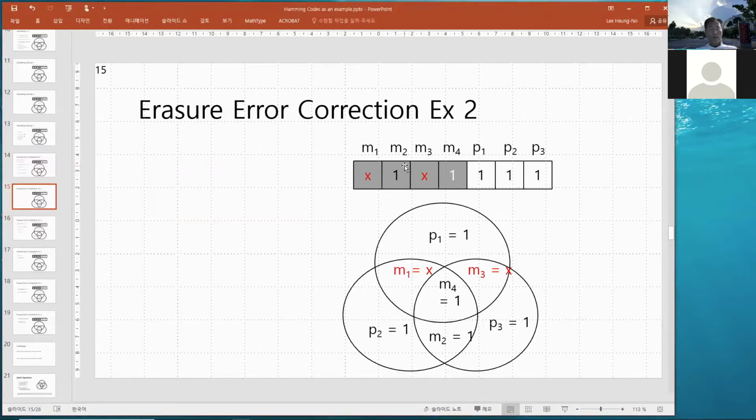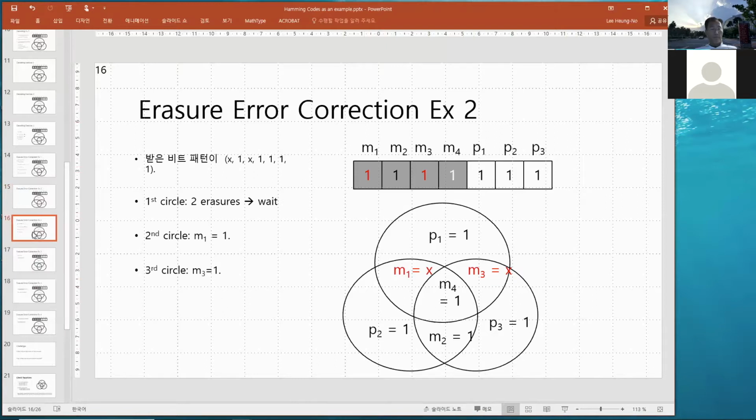About erasure error correction, the other one, which is this. In this particular case, the first circle has 2 erasures, so it's not a good idea to use this first. So let's take a look at this first. And 1, 1, 1, so this has to be 1. 1, 1, 1, this has to be 1. So this is 1, 1, 1, 1. The all-one code word is the decoded code word. Okay, that's what I have done.